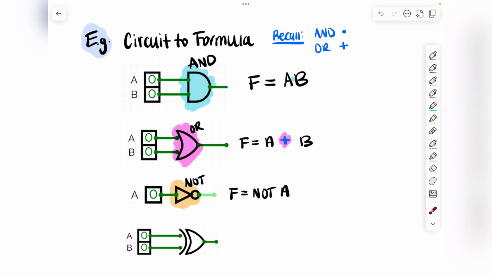So we can say that our formula is equal to not A, but again, we don't like words in our formula, so how do we represent not? Well, we do it by just adding a tick mark, and we call this A prime, or we add a bar, and we call that A bar. So both of these mean the opposite of A, or not A.